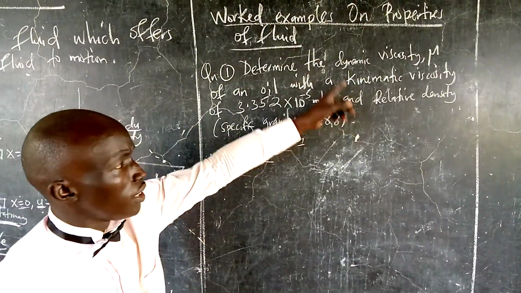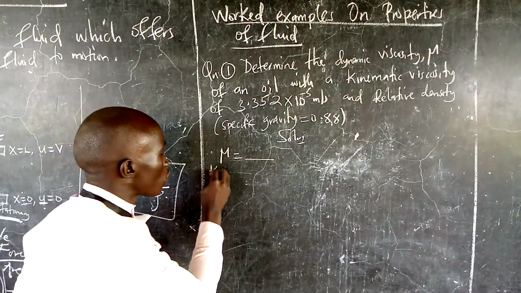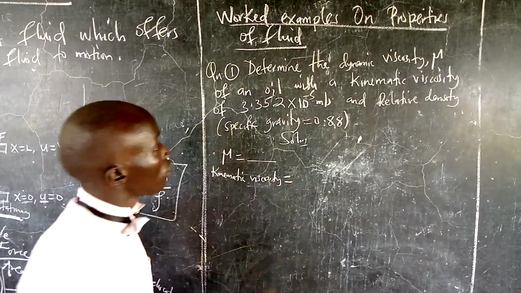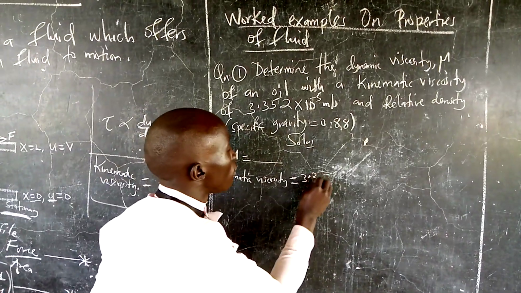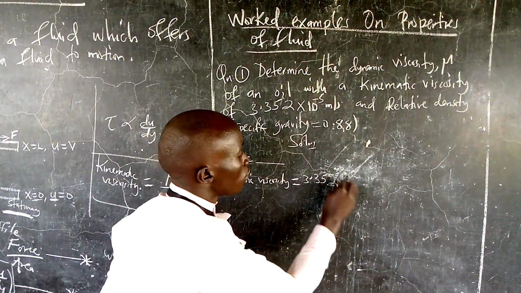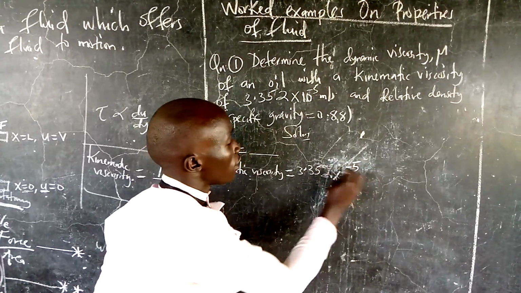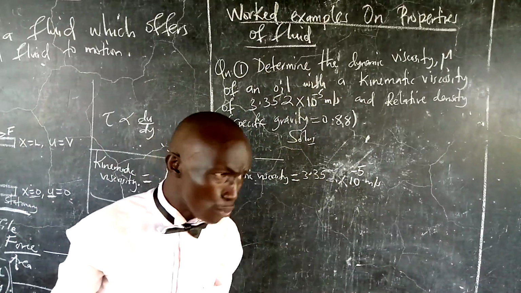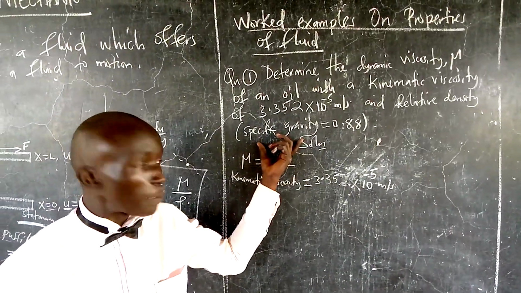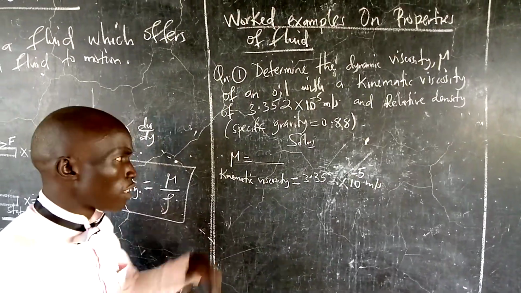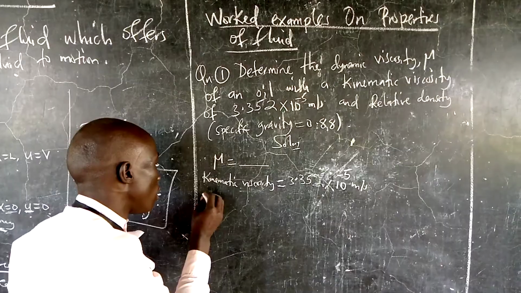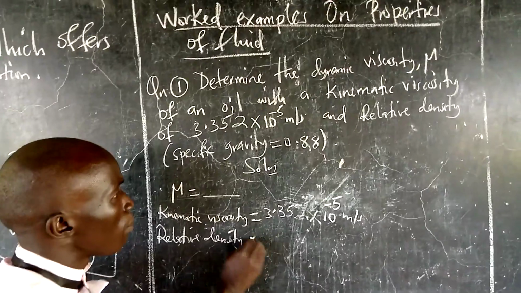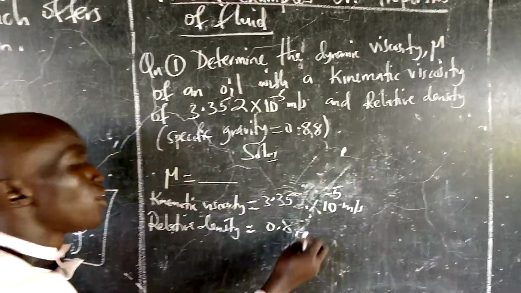But they've given us what? The kinematic viscosity. The value is 3.352 times 10 power negative 5 meters squared per second. That is kinematic viscosity. And the relative density, I told you, is the same as specific gravity in the properties of fluid. So relative density, because it's the same as specific gravity, is given by 0.88. So that is our relative density.